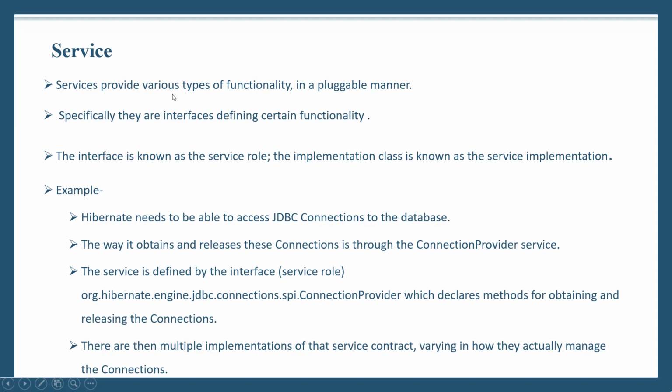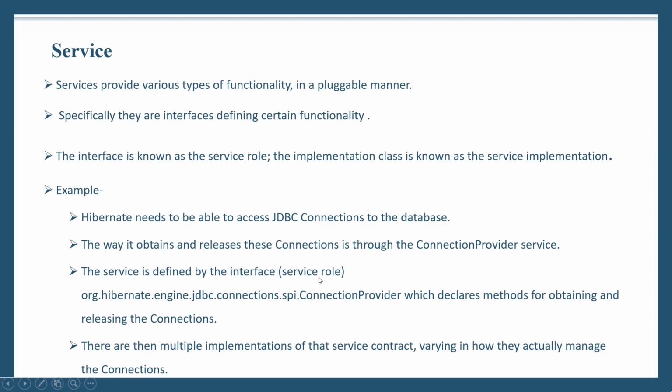Now service provides different types of functionality in a pluggable manner. Specifically, they are interfaces defining certain functionality, and the interface is known as service role, whereas the implementation class is known as service implementation. Let's take an example of a service. Like Hibernate needs to be able to access JDBC connections to the database. The way it obtains and releases these connections is through connection provider service.